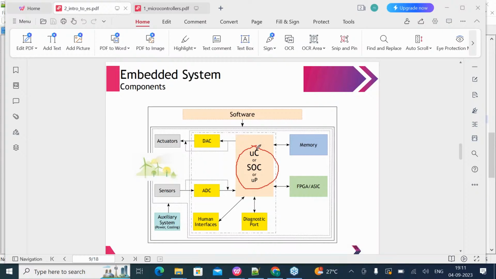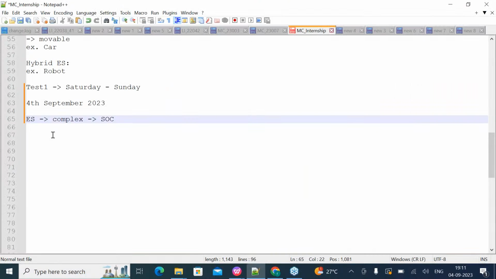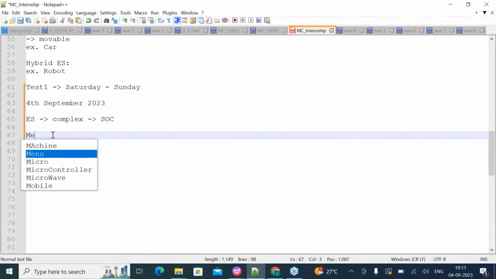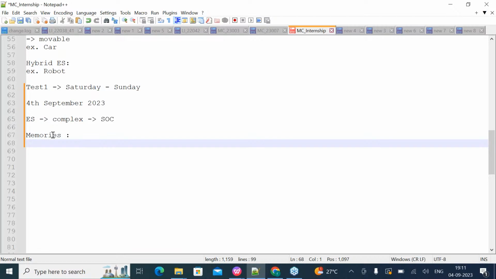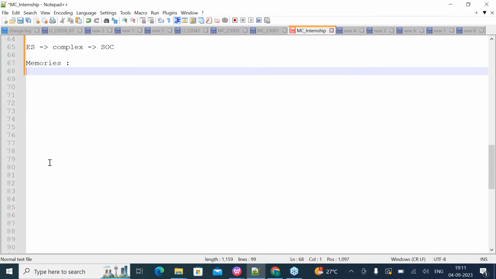Then later, if you see the microcontroller as the heart of the embedded system, another most important component is the memory. You can think of this as the brain of the embedded system. So guys, any idea what the different memories in the embedded system are? If I talk in terms of different types of memories in the embedded system, what are those? Talk in terms of embedded systems.